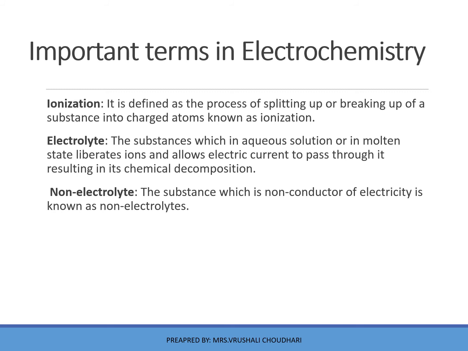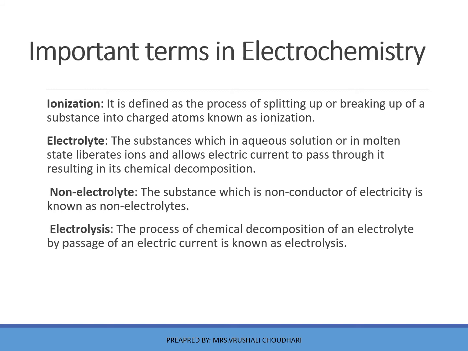Non-electrolyte. The substance which is a non-conductor of electricity is known as a non-electrolyte. Take an example. If we take sugar and dissolve it in water, it will not form positive and negative charged ions. So sugar solution is not a conductor of electricity. It is called a non-electrolyte. While if it is sodium chloride, namak, and we dissolve it in water, it forms sodium and chlorine ions and acts as an electrolyte.